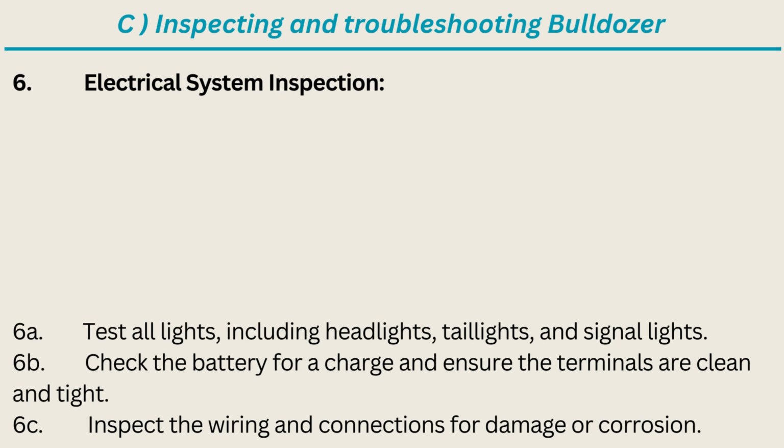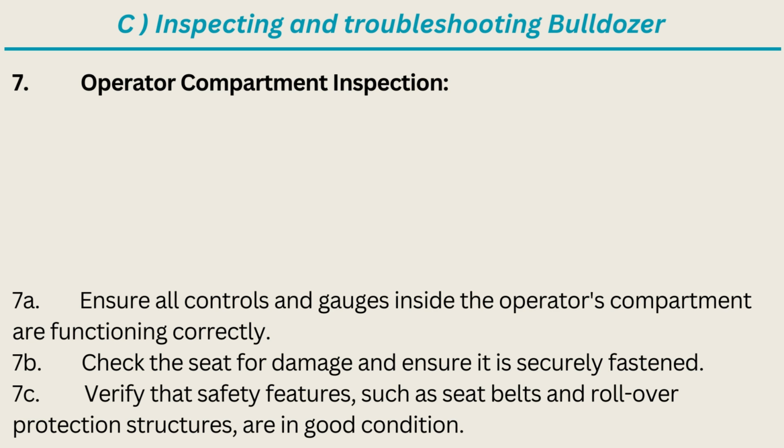6. Electrical system inspection. 6A. Test all lights, including headlights, taillights, and signal lights. 6B. Check the battery for a charge and ensure the terminals are clean and tight. 6C. Inspect the wiring and connections for damage or corrosion. 7. Operator compartment inspection. 7A. Ensure all controls and gauges inside the operator's compartment are functioning correctly.